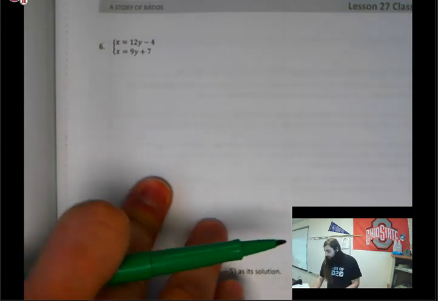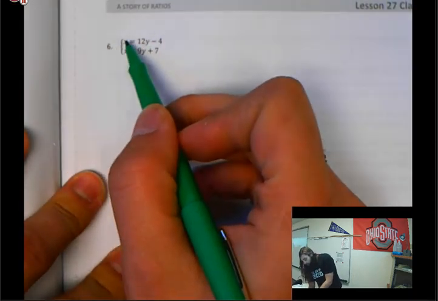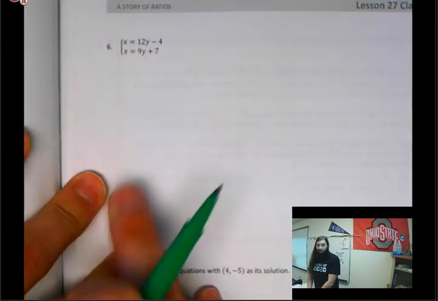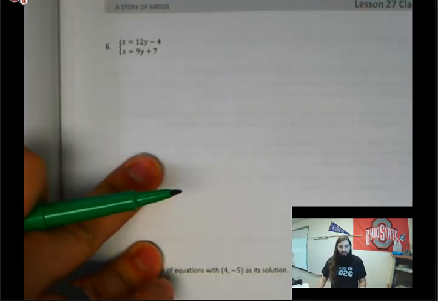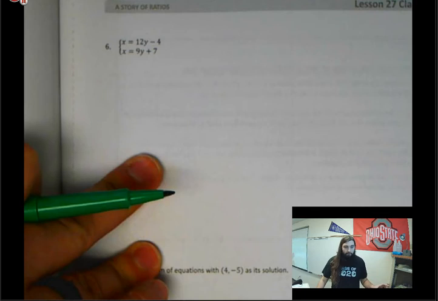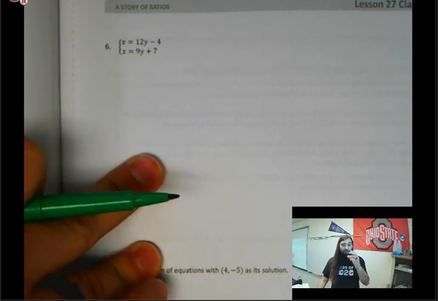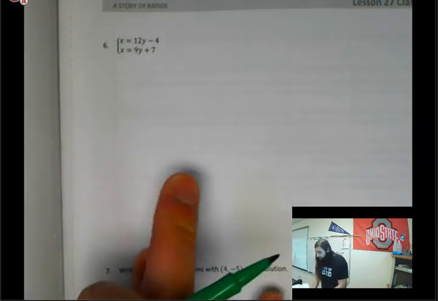What I mean is, this expression right here, 12y minus 4, equals x. And this expression right here, 9y plus 7, also equals x. When we have two things that equal the same thing, then we can set them equal to each other. The top one equals x, the bottom one equals x, so the top and the bottom both have to equal each other as well. So that's going to be our strategy.